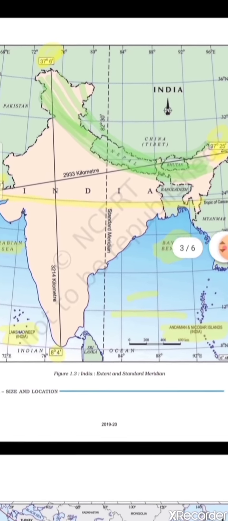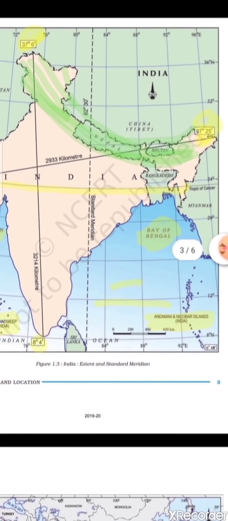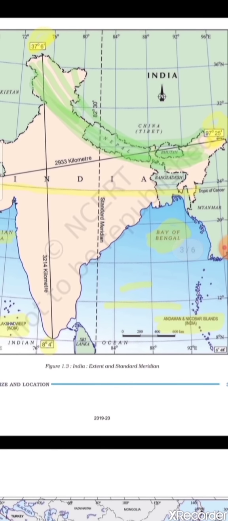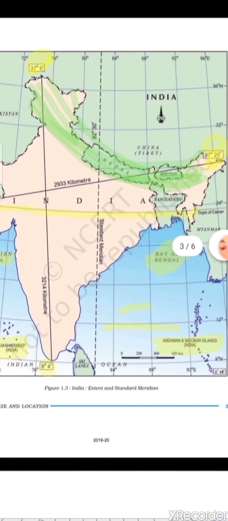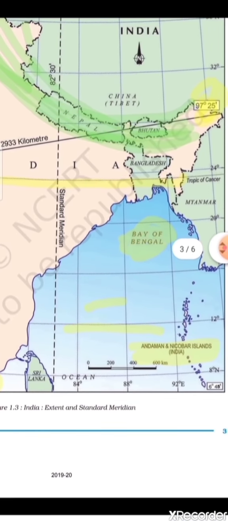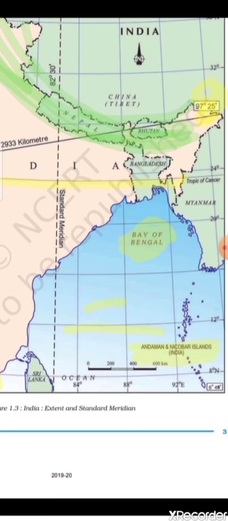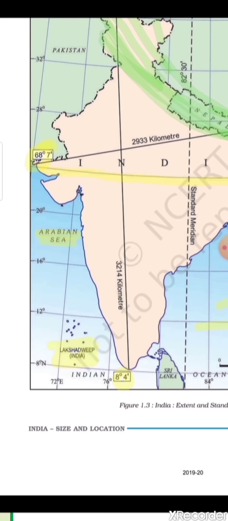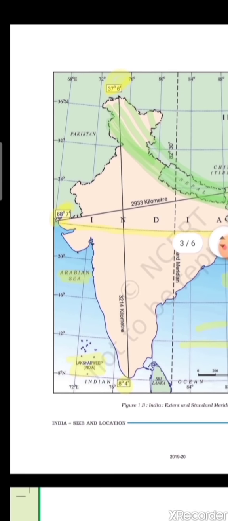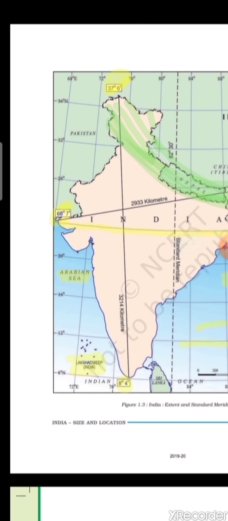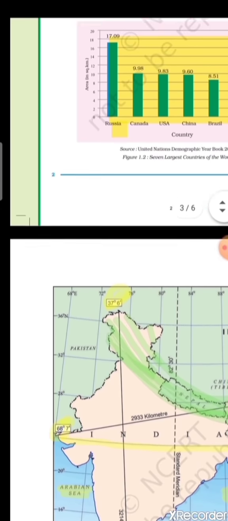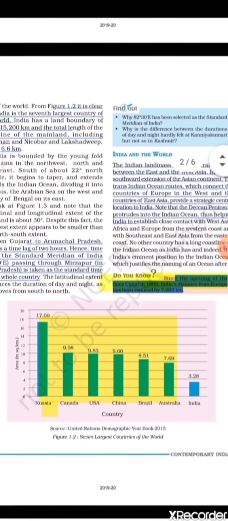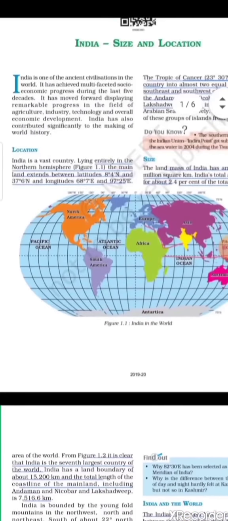In the southern part of the country, two island groups are also part of the Indian subcontinent. These are Andaman and Nicobar Islands on the eastern side of the country and Lakshadweep Islands on the western side of the country. Now, students, we will start the next topic, that is the size of the country.